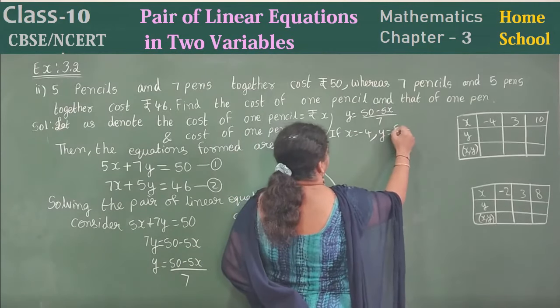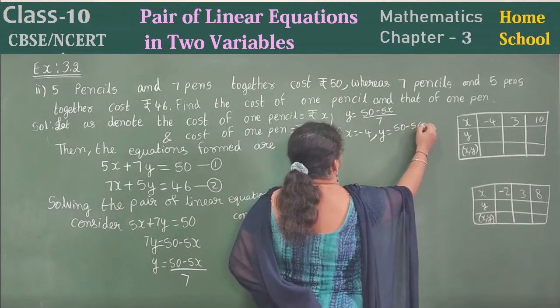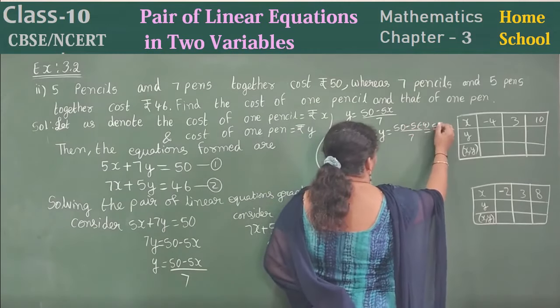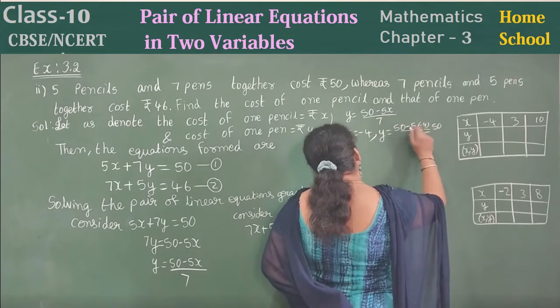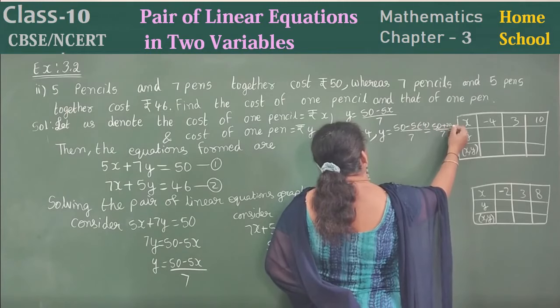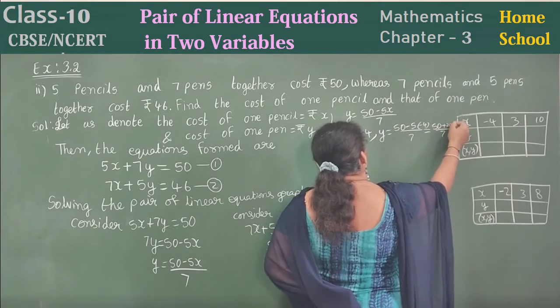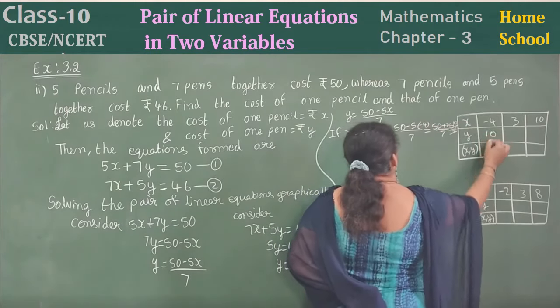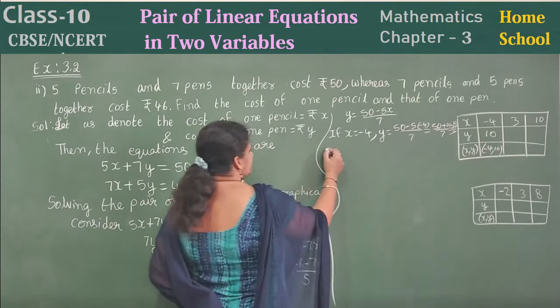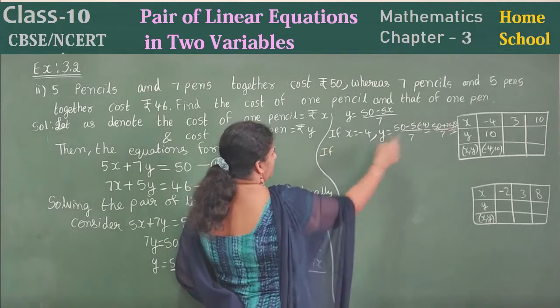y is equal to (50 minus 5 into minus 4) by 7. That will be 50, 5 fours are 20, minus into minus is plus 20, by 7. That will be 70 by 7. It will be 10. What's your coordinate? Minus 4 comma 10.